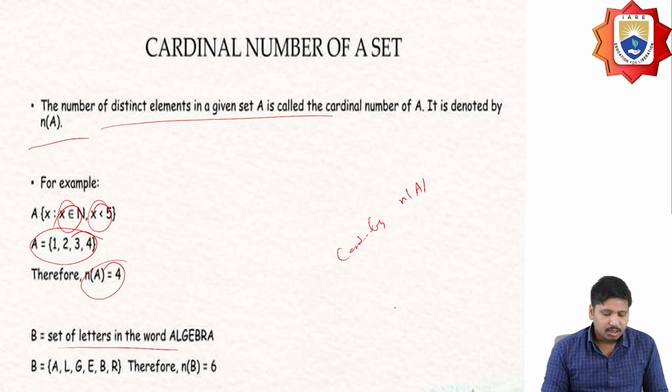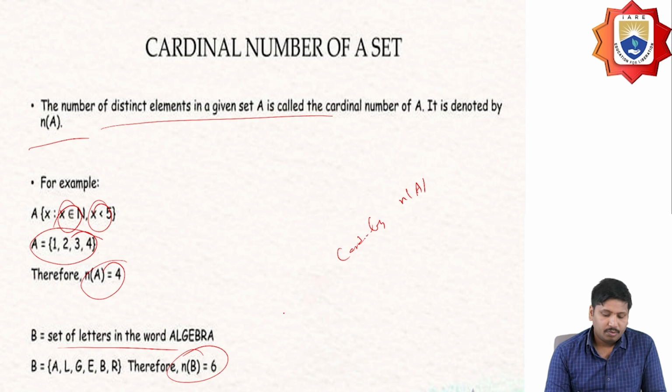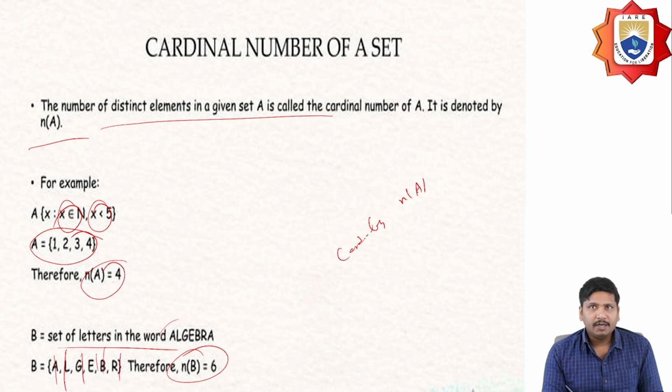And the set of letters in the word ALGEBRA: A, L, G, E, B, R. So the cardinality of the set is 6. The number of elements present in the set should be treated as the cardinality of the set.